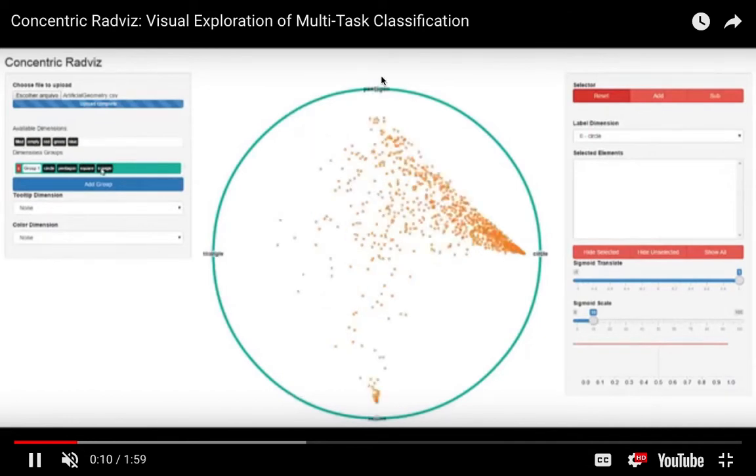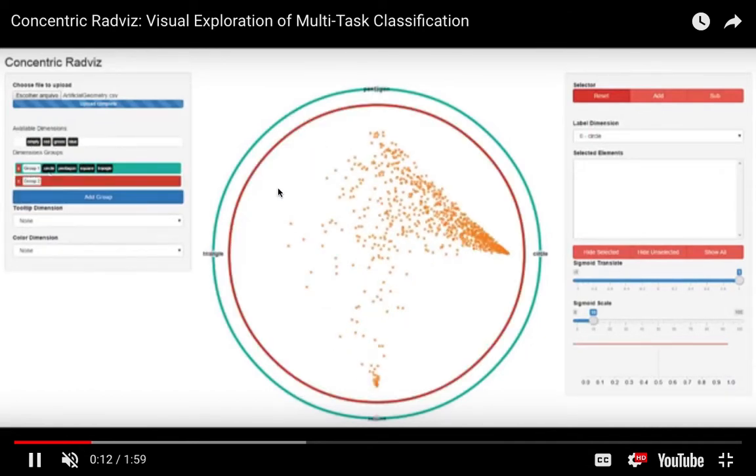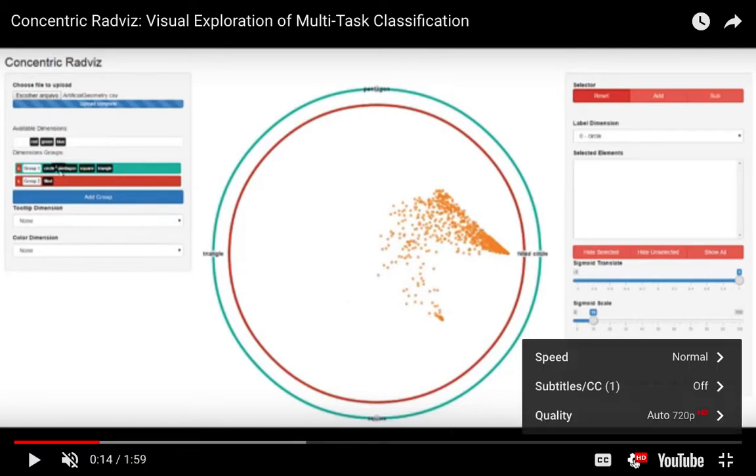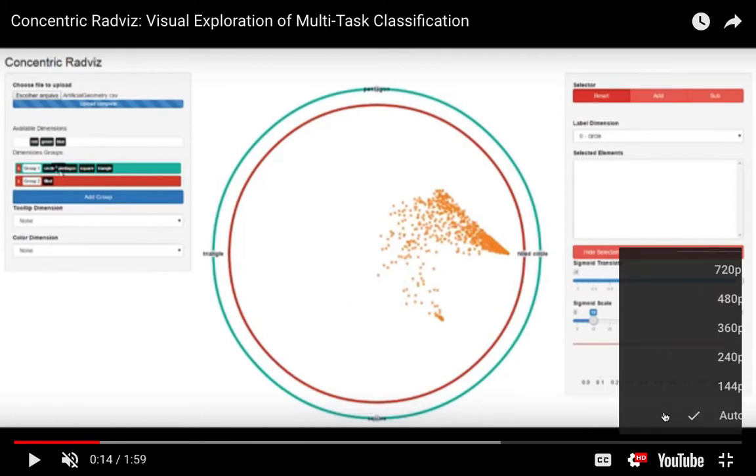What it says here on the top is pentagon. Let me tell you what it's saying there. This says pentagon. Can I put this in a little bit higher quality? No, that's the maximum quality.